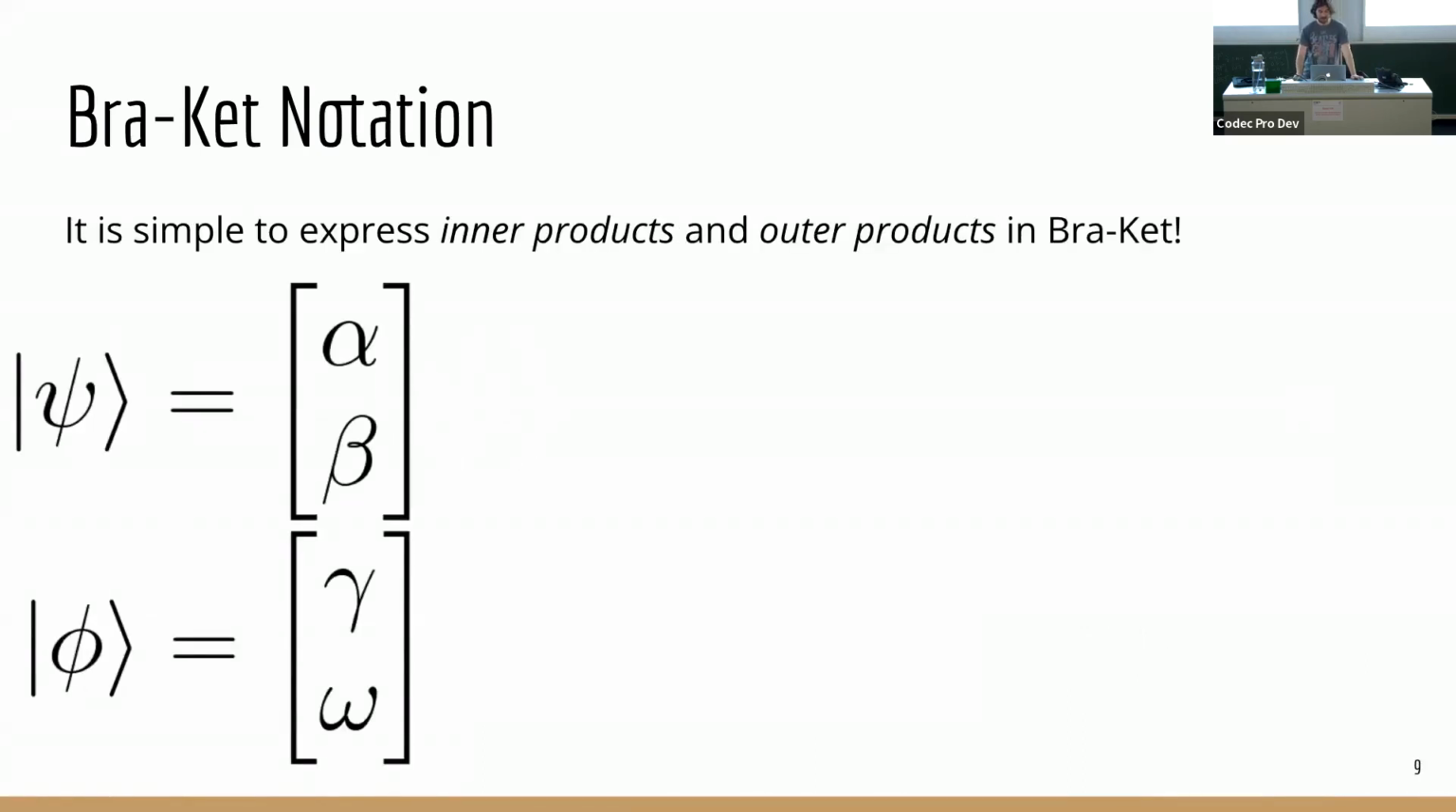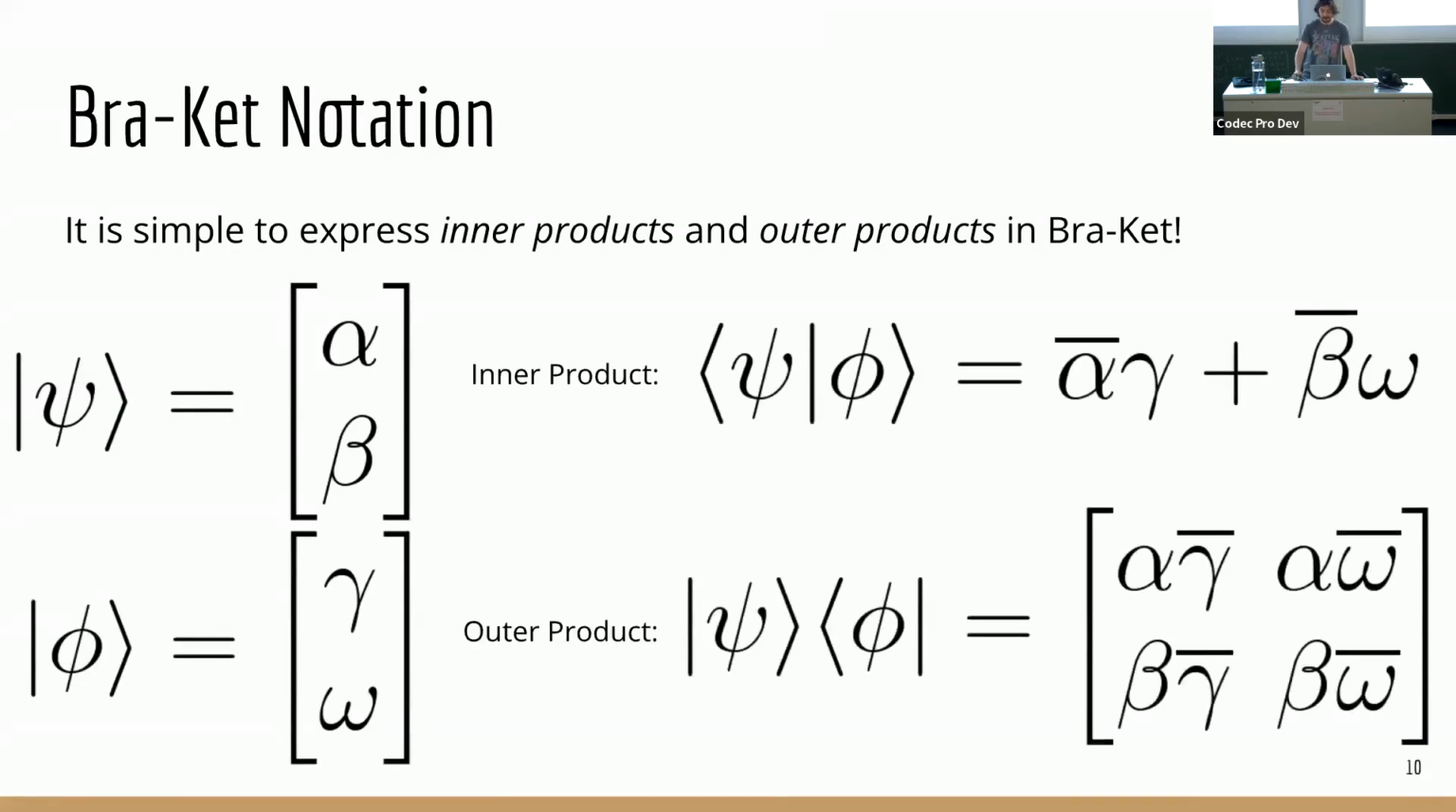What this notation allows us to do is very conveniently express inner products and outer products. So if we have these two qubits, psi and phi, in ket form, then the inner product between these two qubits is a bra followed by a ket, and this is actually what this will evaluate to. It's just a scalar value. And then the outer product between two qubits ends up being a matrix in the following form.